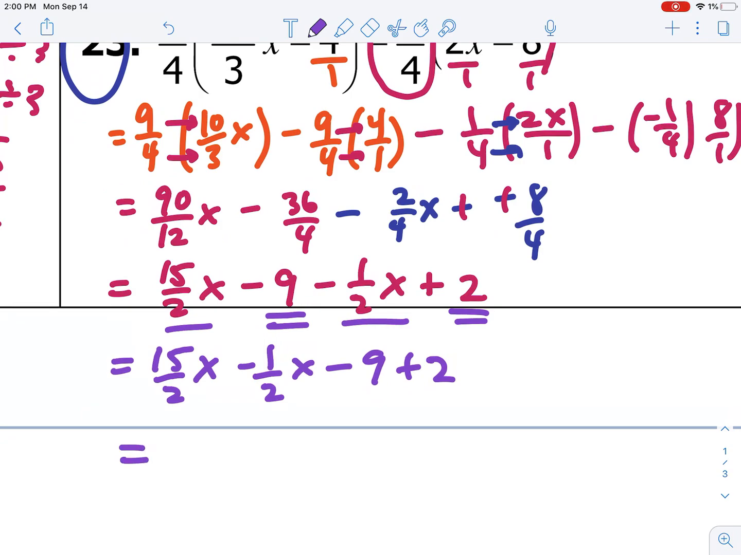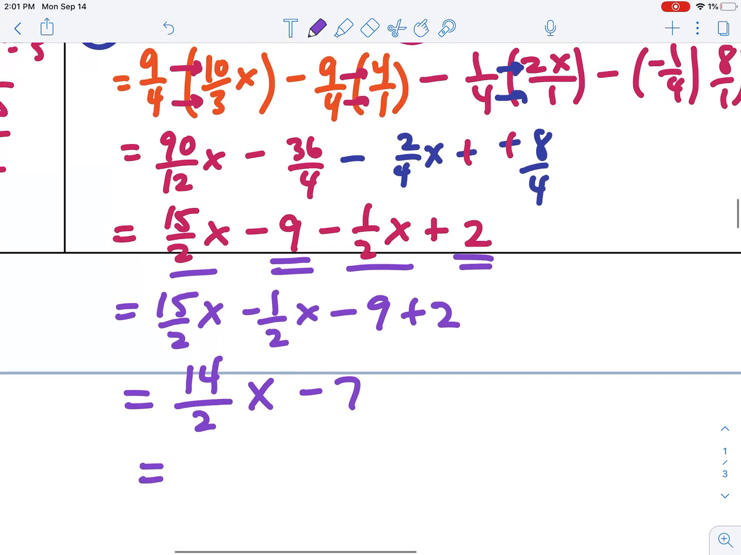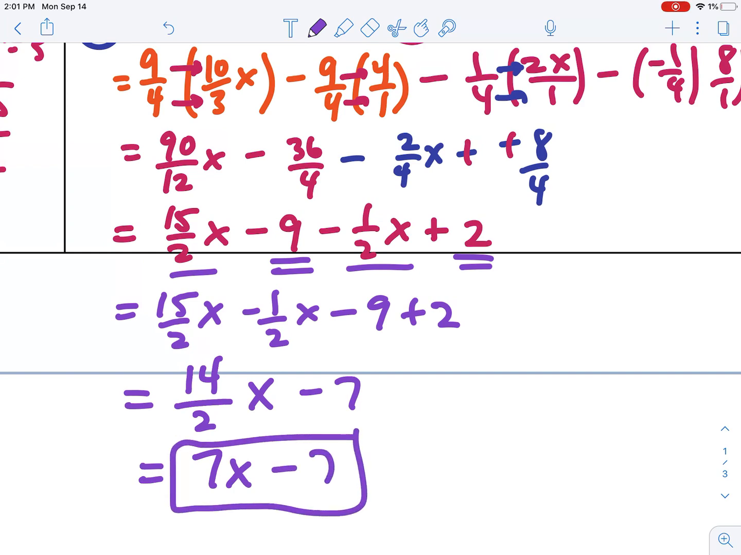So remember, when we are adding and subtracting fractions, we have to have the same denominator. Well, after we simplified the fractions, the denominators became the same. So remember, we only combine the numerators. So 15 minus 1 is 14. We have 14 over 2x. Negative 9 plus 2 is negative 7. And one last simplification, 14 over 2 is also 7. So my final answer is 7x minus 7.